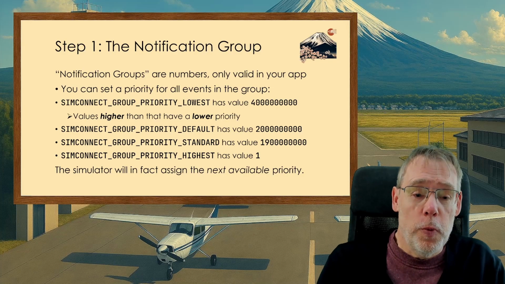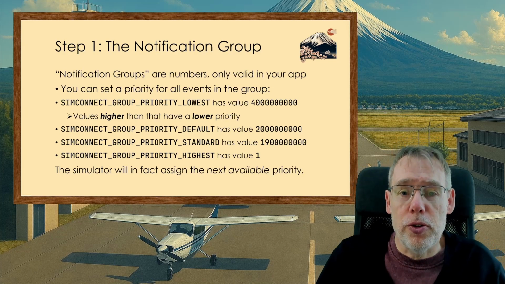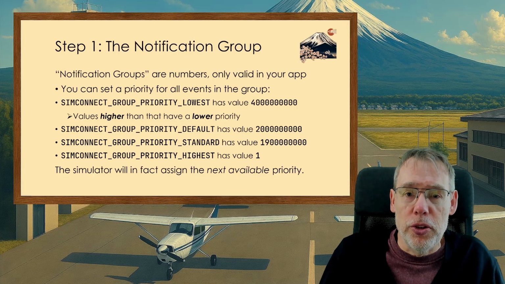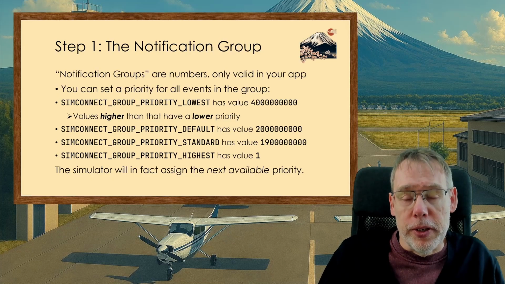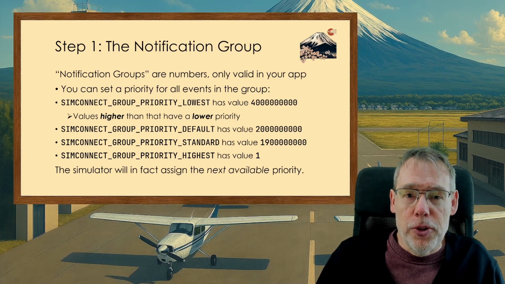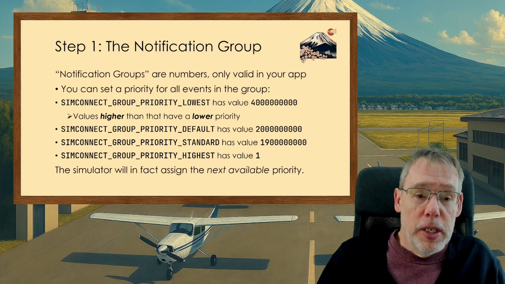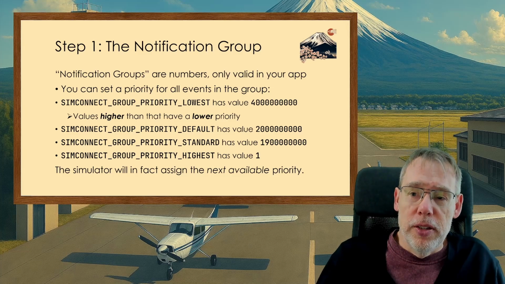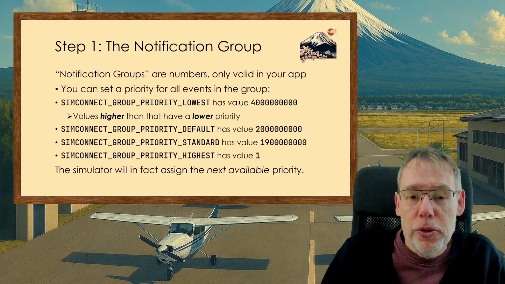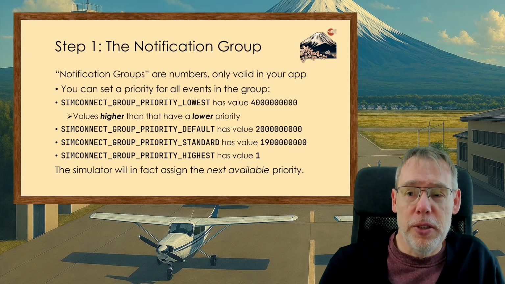The simulator will in fact assign the next available priority. And this has to do with the fact that the simulator wants to send those events to the different subscribers one by one. So it needs to have an absolute ordering. So if you ask for your group to get a default priority, actually what happens is that SimConnect will then find the next priority that is unused and use that. Unfortunately, it won't tell you which priority you just got.